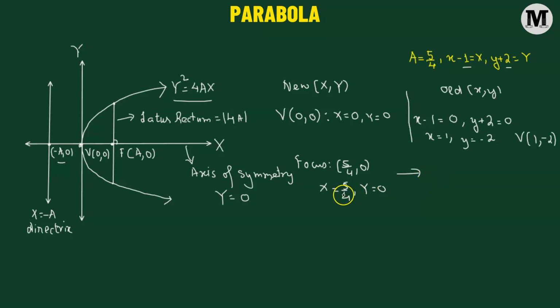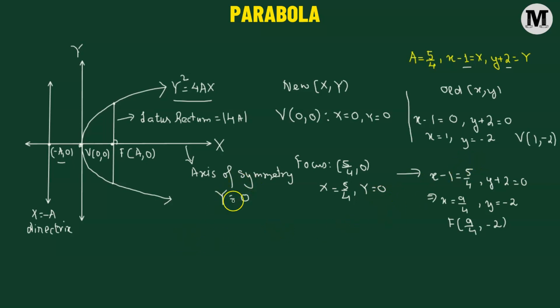So here we have x equals 5 over 4 in the new system. In the old system, it will be simply x minus 1 equals 5 over 4. That's going to give us x equals 9 over 4. And then we have y equals 0. So here we'll get y plus 2 equals 0, which means that y will be equal to negative 2. So that means the coordinate of the focus is going to be 9 over 4 comma negative 2. Fine, so we have the coordinates of the focus in the old coordinate system.